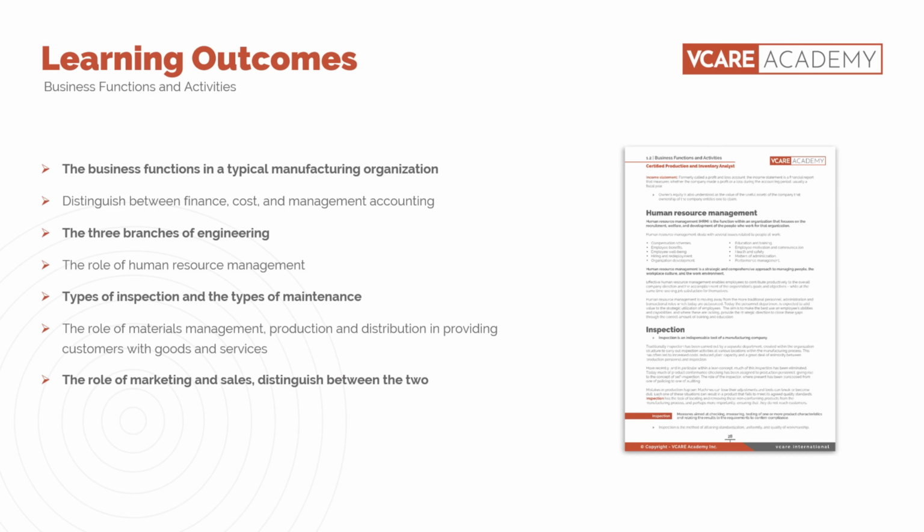So the learning outcomes for this session are going to be the business functions in a typical manufacturing organization. We need to distinguish between financial accounting, cost accounting, and management accounting. The three branches of engineering, the role of human resource management, types of inspection, and also the types of maintenance that we might find in our organization. The role of materials management, production, and distribution in providing good customer service. And the role of marketing and sales, and distinguishing between the two of them.